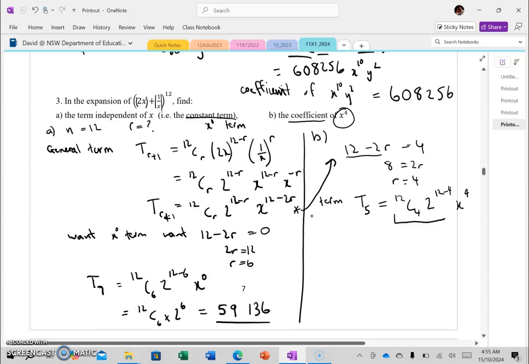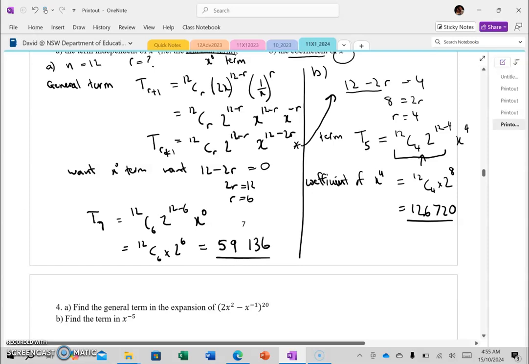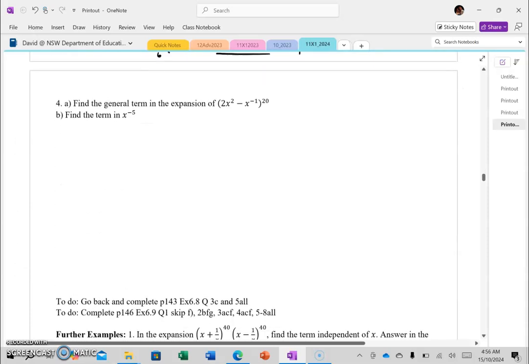We want the coefficient. So the coefficient is just going to be this. So the coefficient of x to the 4 is going to be 12C4, 2 to the power of 8. Okay, into your calculator. And if you put that into your calculator, you should get 126,720. That's the coefficient of x to the 4. Okay, one more question here.